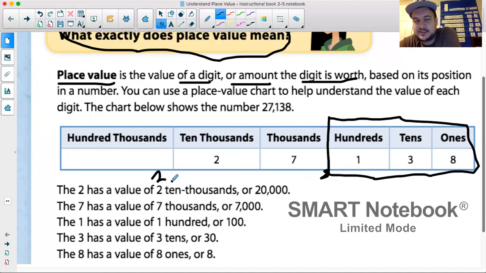This is 2 times 10,000. 2 times 10,000 would equal 20,000. So that's a quick way to figure out what the value is of the digit. So this is a 7 in the thousands place. 7 times 1,000 equals 7,000. This is a 1 in the hundreds place. 1 times 100 equals 100. 3 times 10 equals 30, and 8 times 1 equals 8. So if you're ever confused about what it's worth, multiply the digit times the place.